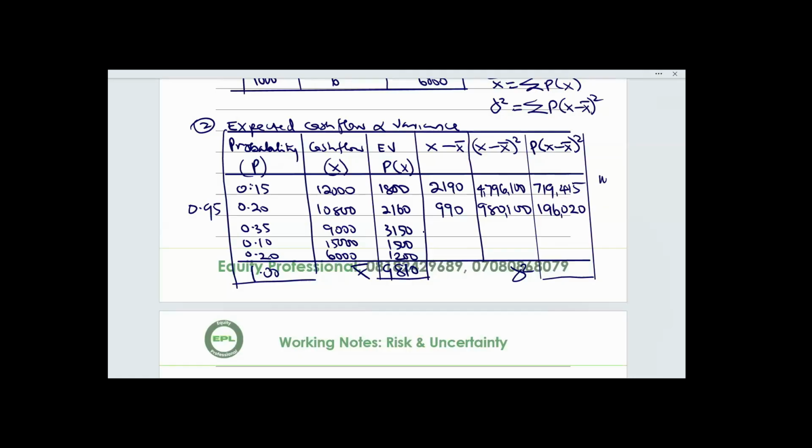Minus 810, squared, gives 656,100. 656,100 multiplied by the 0.35 probability gives 229,635. Okay.